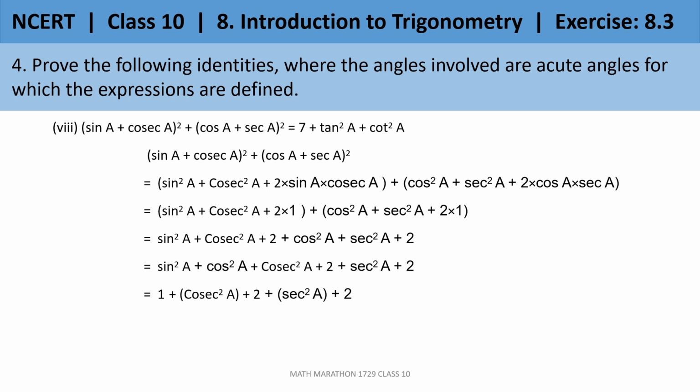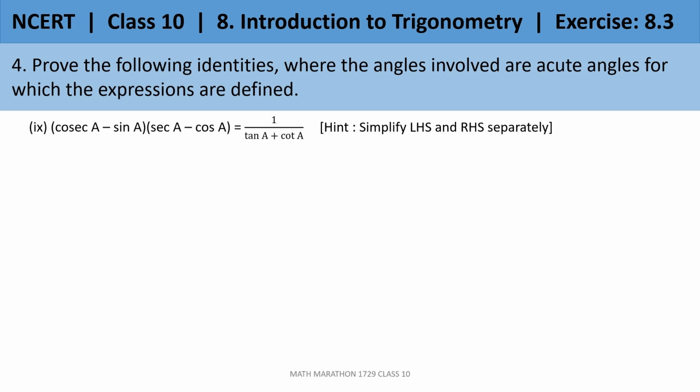We know that 1 + tan²A = sec²A. Also, 1 + cot²A = cosec²A. So it is equal to 1 + cot²A + 2 + 1 + tan²A + 2, which is equal to 7 + tan²A + cot²A, which is the right hand side. So, left hand side is equal to right hand side. Hence, proved.